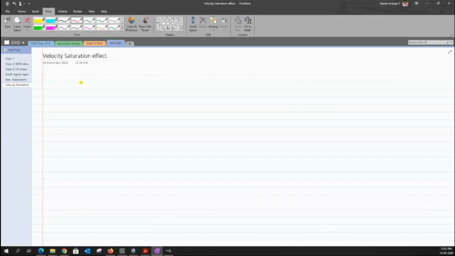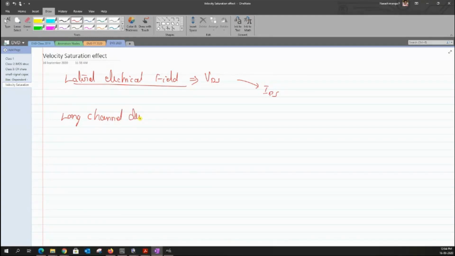Okay, so in the last class, when I started talking about it, I said that the velocity saturation effect is an effect that happens because of the lateral electric field. This is an electric field that is created because of the VDS. Due to this electric field between the source and the drain, there is some physical phenomenon that is happening to the IDS quantity. This is what we are going to study under the velocity saturation effect. In order to study the behavior of IDS when I have a lateral electric field, I took a very long channel device, and using this long channel device, I tried to derive the relation of IDS.